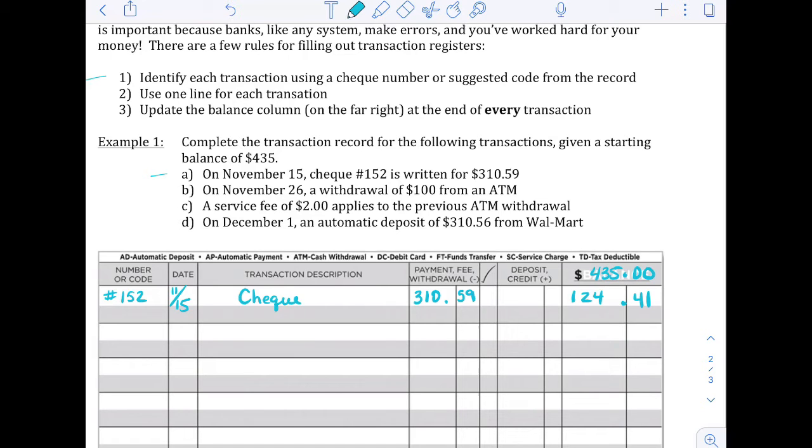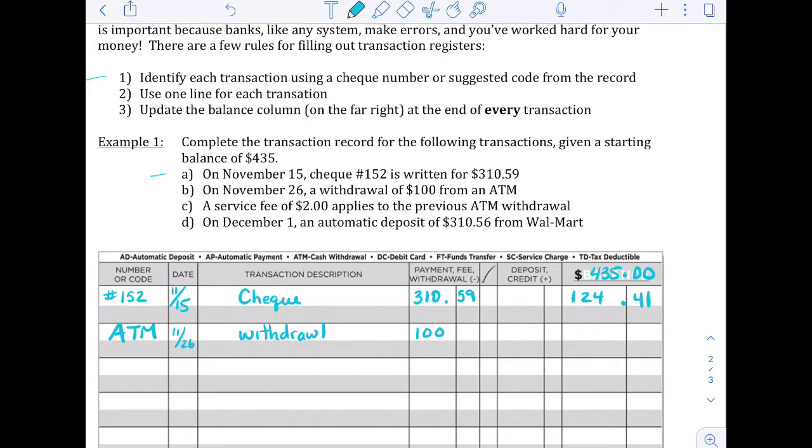Part B says, on November 26th, so maybe I'll write that down now, 11/26, because November is the 11th month. A withdrawal of $100 from an ATM machine. Now, an ATM machine is one of those machines that you could find anywhere, even in a bank, where you can get your money. It's called an automatic teller machine, where you can take money out. So it is an ATM. And what was the description? Well, it was a withdrawal. We took out $100 to spend.